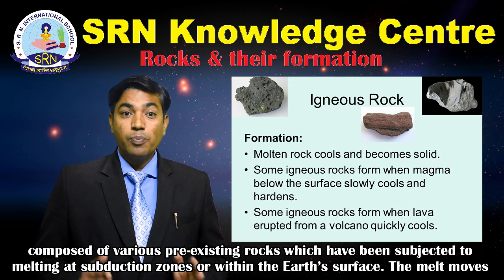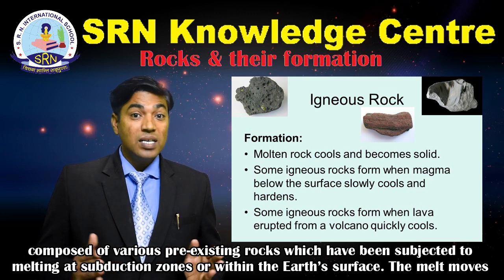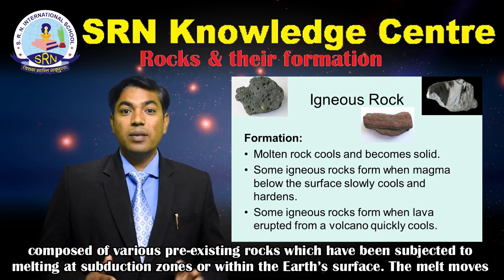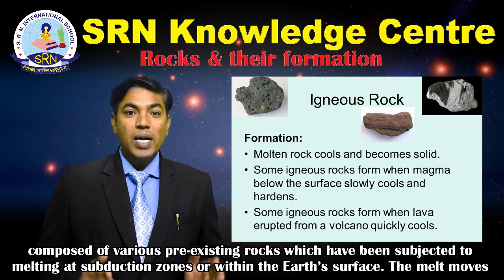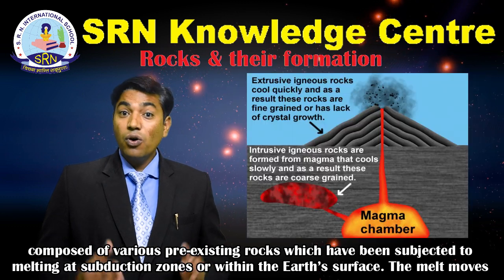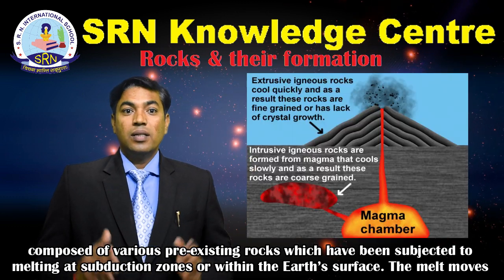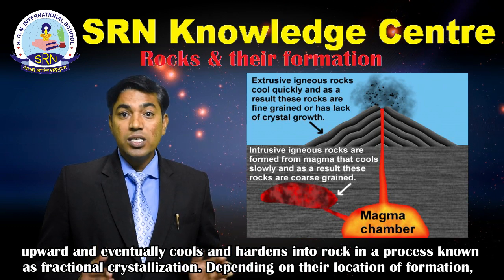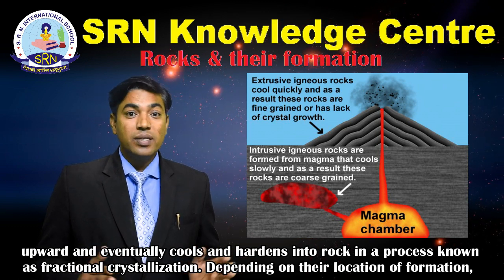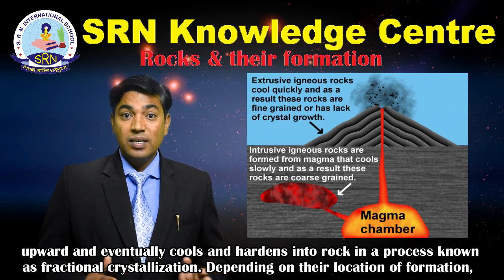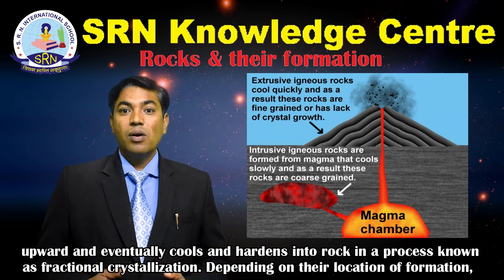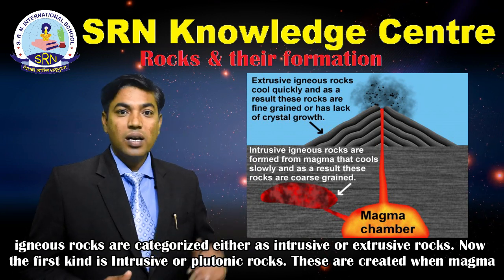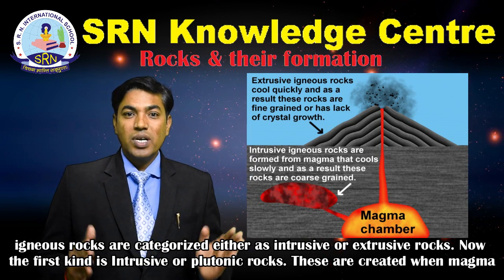The magma is composed of various pre-existing rocks which have been subjected to melting at subduction zones or within the Earth's surface. The melt moves upward and eventually cools and hardens into rocks in a process known as fractional crystallization. Depending on their location of formation, igneous rocks are categorized as either intrusive or extrusive rocks.